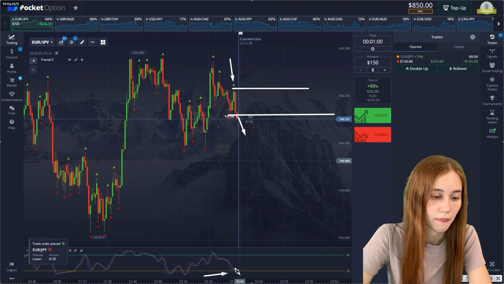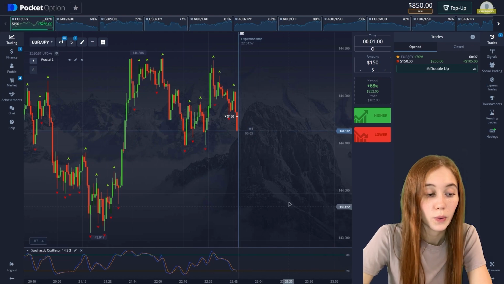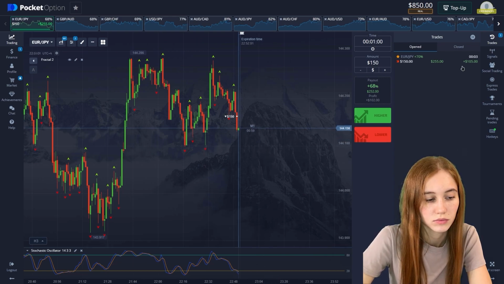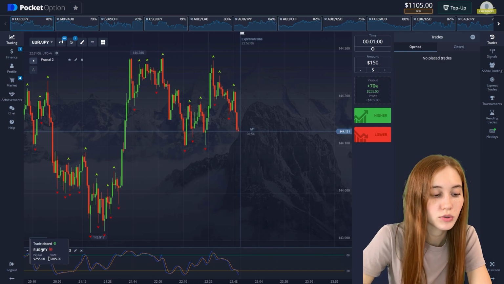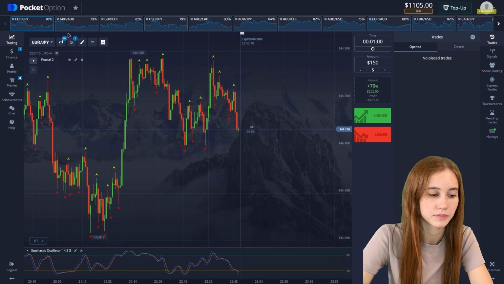Let's see. What we see? We open down. Yeah, 2 seconds and a plus deal. Profit is $105. Let's move on to the next currency pair.